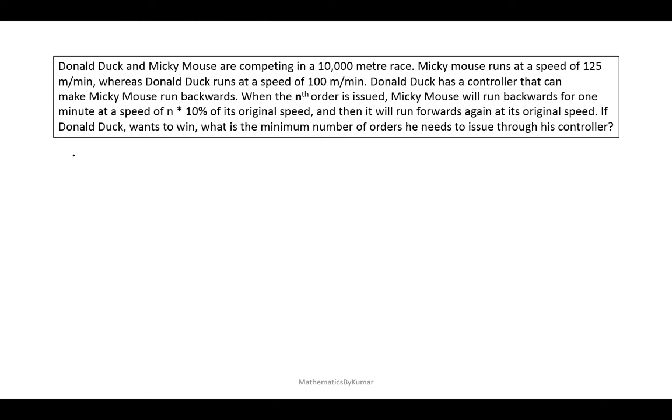Let me see what happens when Donald issues the first order. So Mickey Mouse is running backwards. How much distance is he covering? He is running at a speed of 1, which is the first order, multiplied with 10% into the original speed, which is 125 meters per minute. So this comes out to be 12.5 meters per minute.